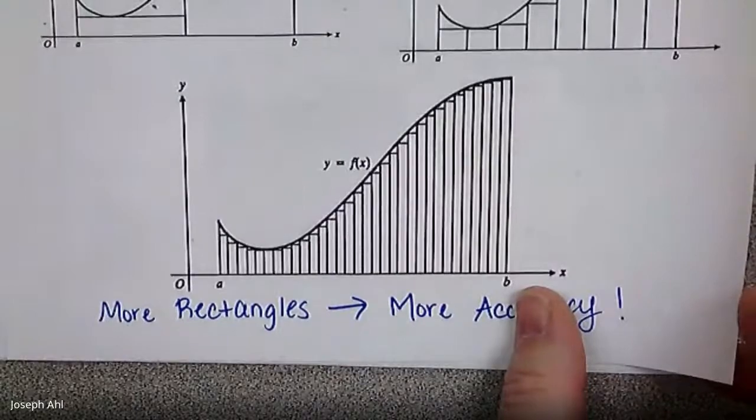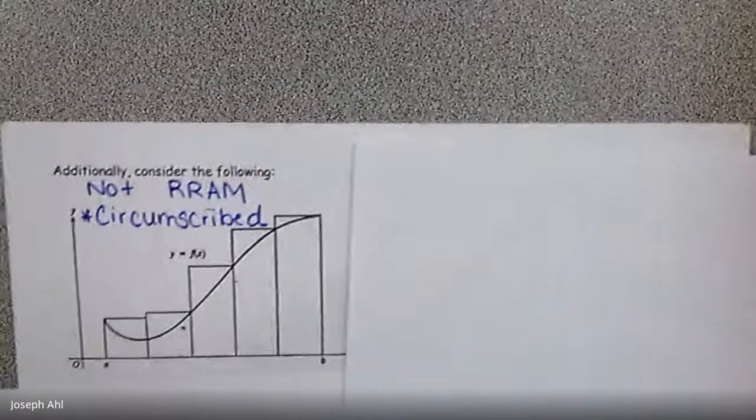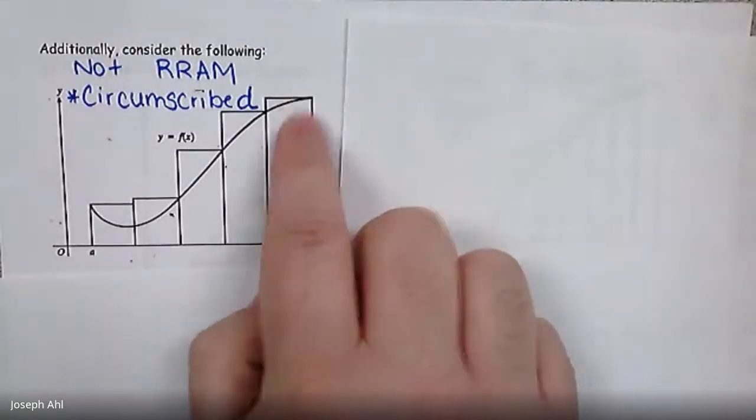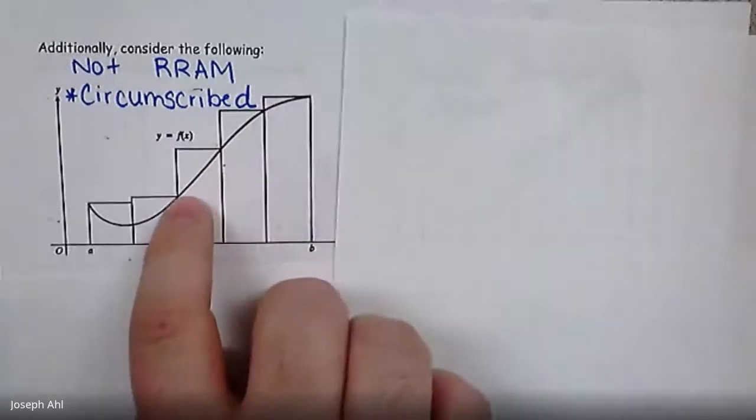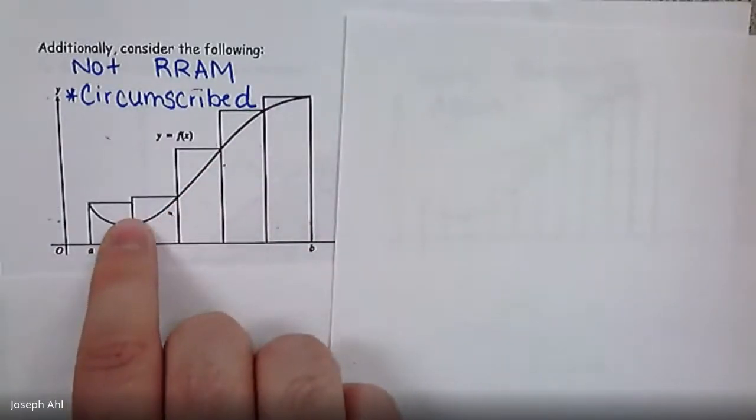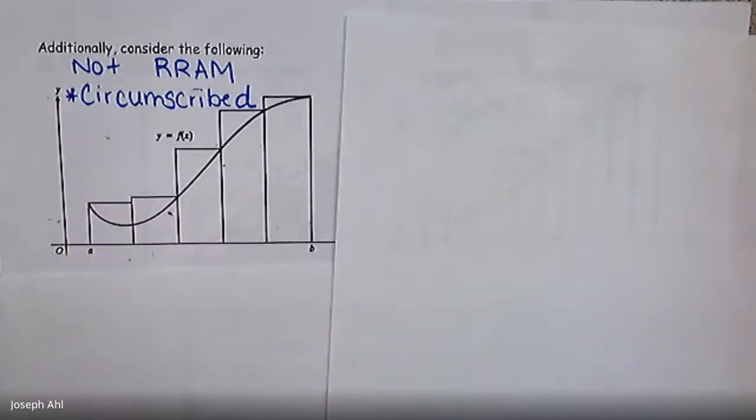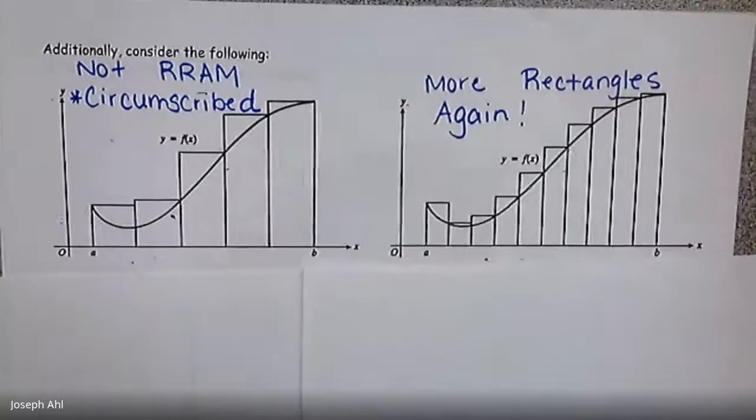What if we don't look at inscribed rectangles, but similarly look at some circumscribed rectangles? If you look at the example at the top of the next page of the notes, these are not inscribed, but they are circumscribed, but it's not RRAM. Here's the right endpoint, right endpoint, right endpoint. This might be the right endpoint, but this one's not. The right endpoint here would not be this last rectangle. These are all circumscribed over those subintervals that are defined here from A to B. Once I see that, I can say, okay, more rectangles again.